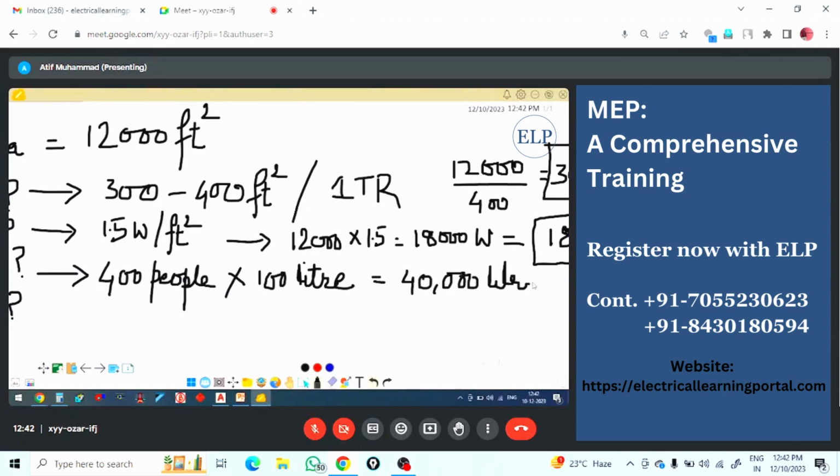Okay. Now, it is not necessary that this entire 40,000 liter of water you utilize in one day or in 2 days. That is a different story. But we are selecting this 40,000 liter of water, and based on this 40,000 liter, we are going to construct our underground tank, overhead tank, everything. Okay. So this is just a thumb rule here.